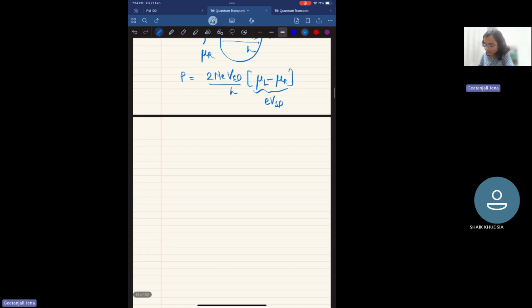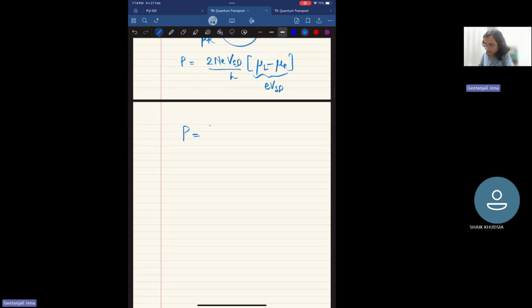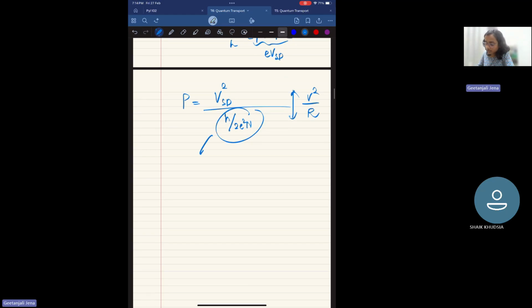So the expression for the power that is dissipated is given by V_SD squared times 2e squared N by h. And this expression is similar to V squared by R. So that means the contact resistance has the form h by 2e squared times 1 by N.